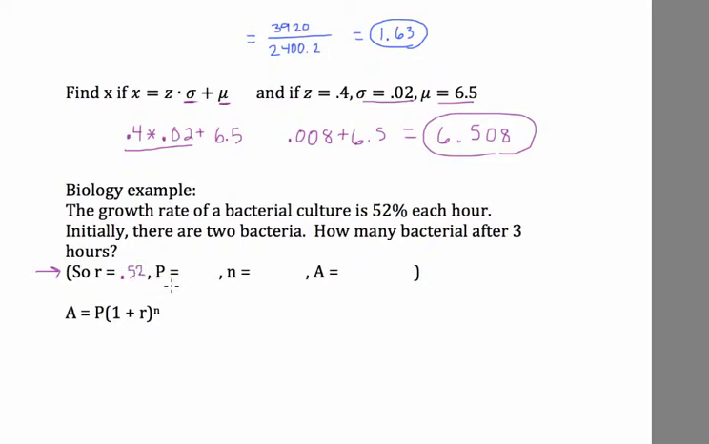Initially there are 2 bacteria. The P stands for principal or initial value, which we're going to put in as 2. N is your time, 3 hours. And your A is your amount. So we want to know the amount of bacteria after 3 hours.